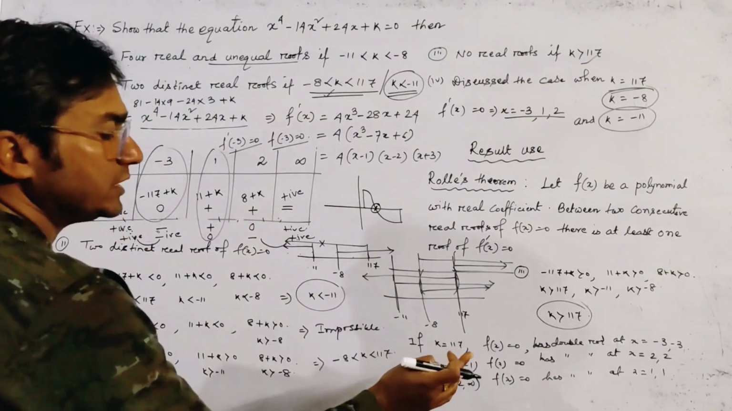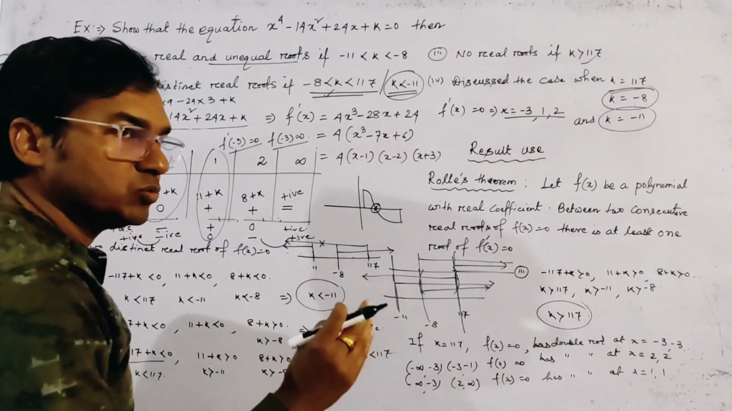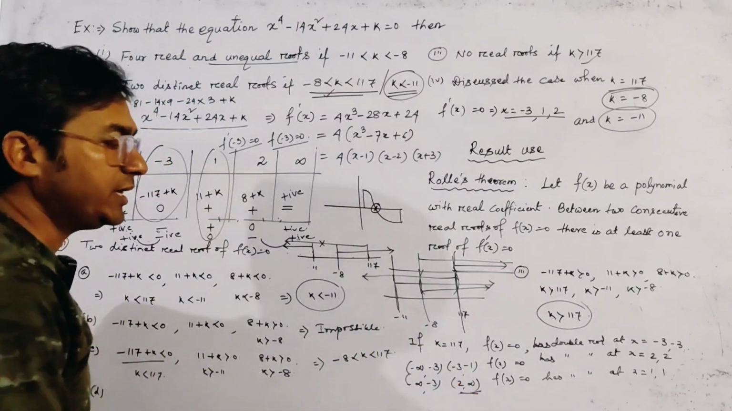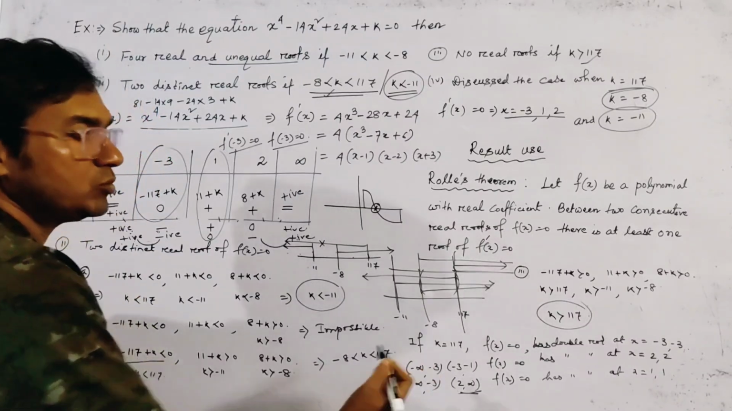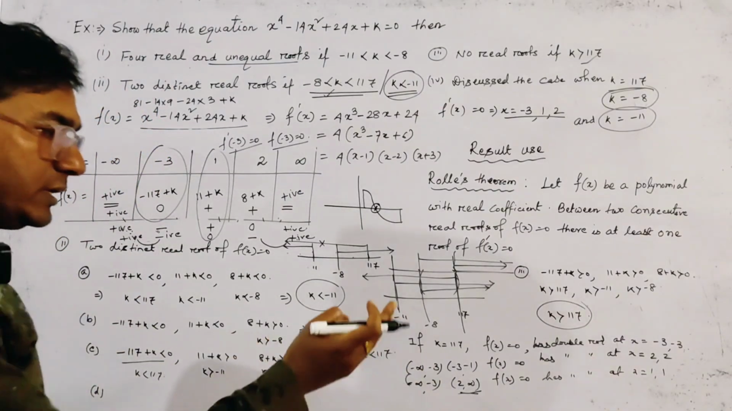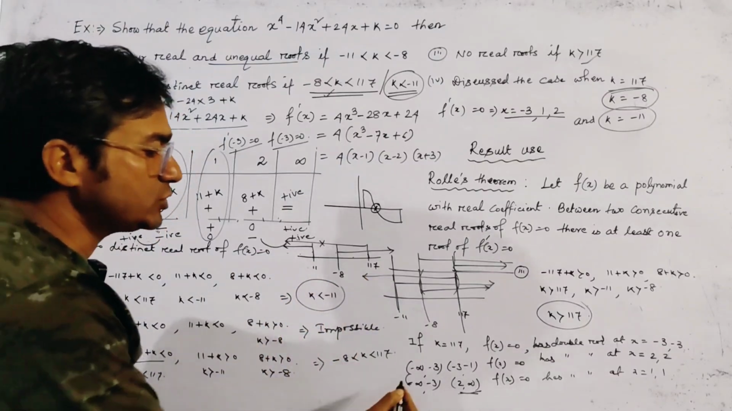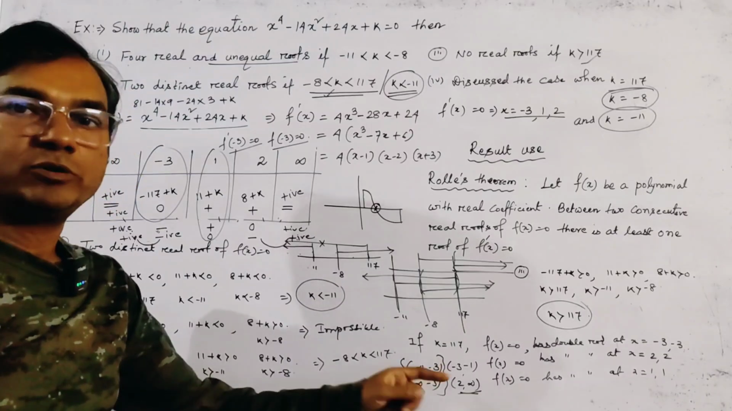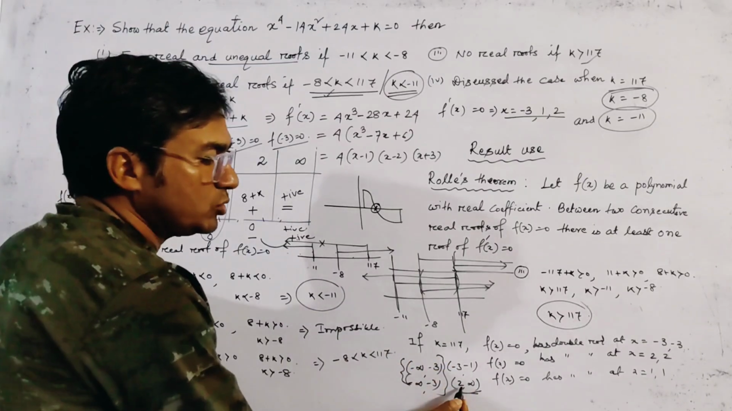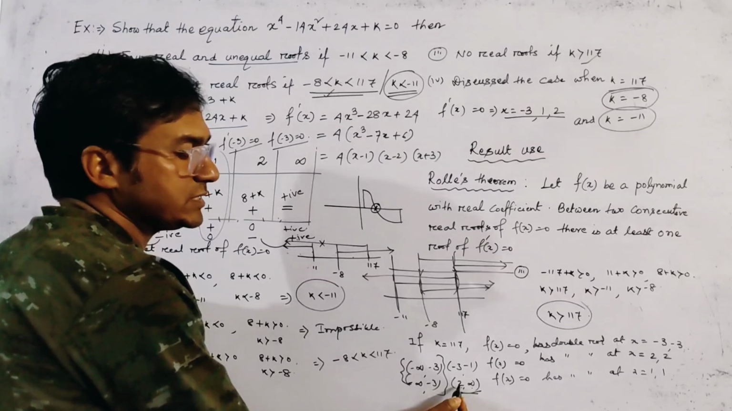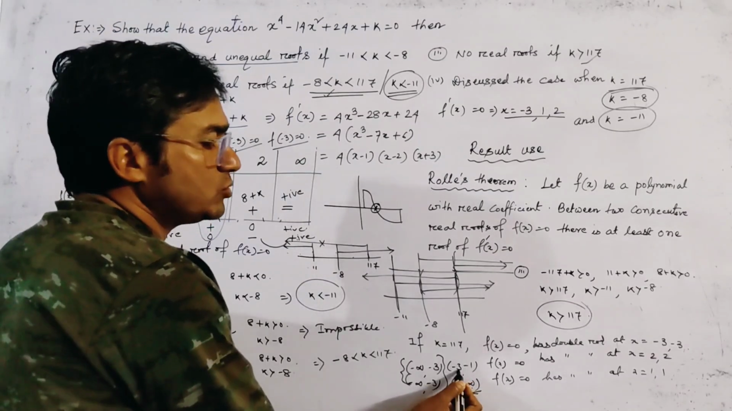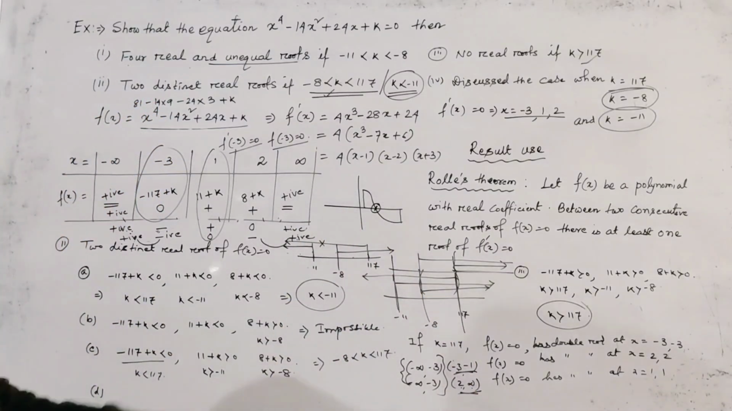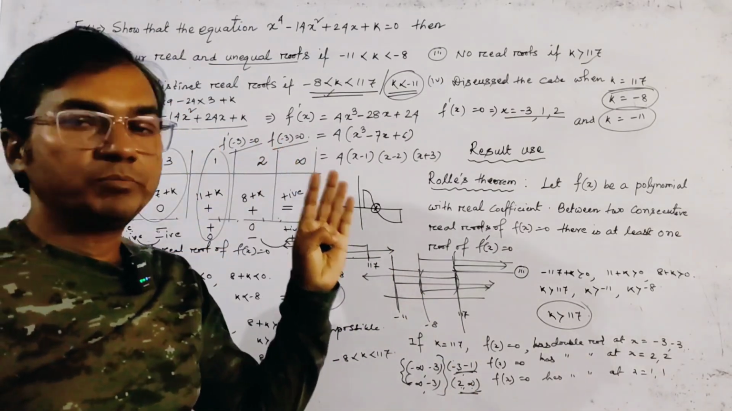So in the last case there are 2 real roots, one between 2 and infinity and another between minus infinity and minus 3. And we may also say that this root must be negative because it lies between minus infinity and minus 3, this root must be positive because it lies between 2 and infinity, and this root must be negative, as it lies between minus 3 and minus 1. This is the total answer of this problem.